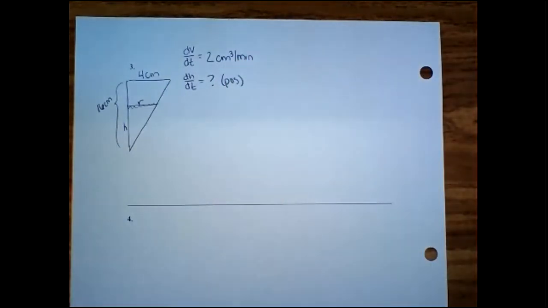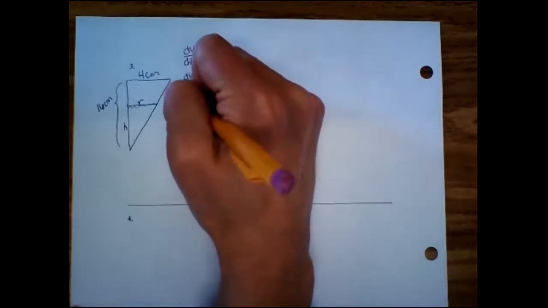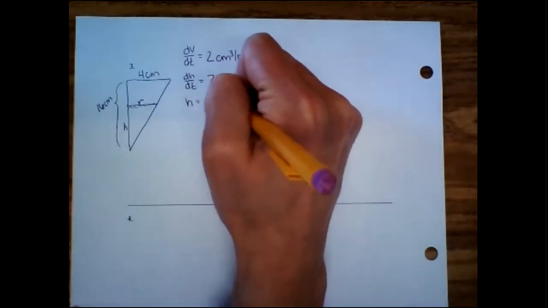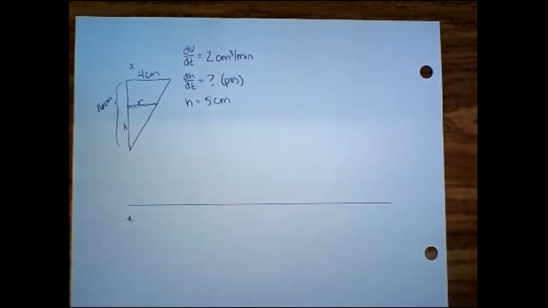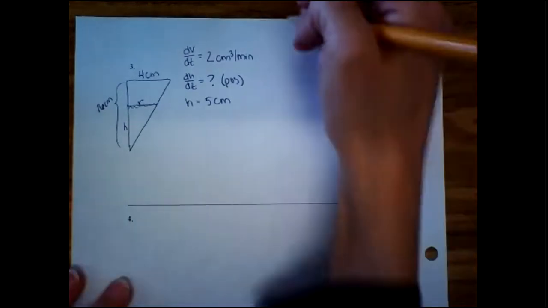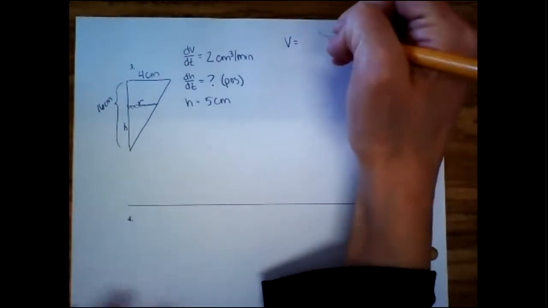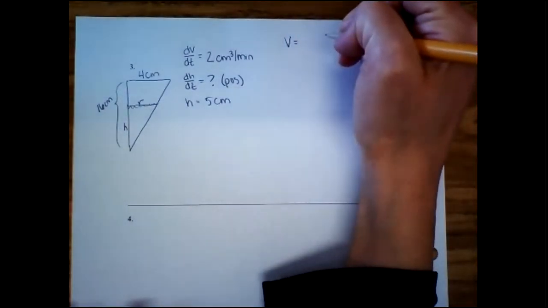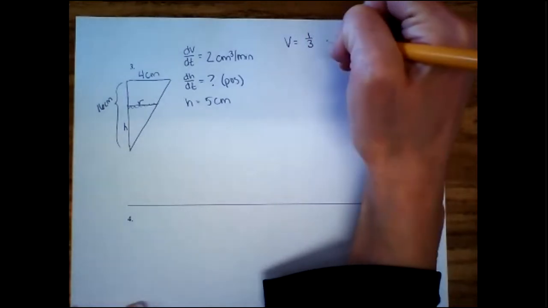And then we have to pause. It said at the moment when the height is 5 centimeters. We're gonna pause at that moment. The relationship between the variables is the volume of the cone. Again, this would be provided to you. Volume of a cone. Does anyone actually know it? Oh, there is a 1/3, good.